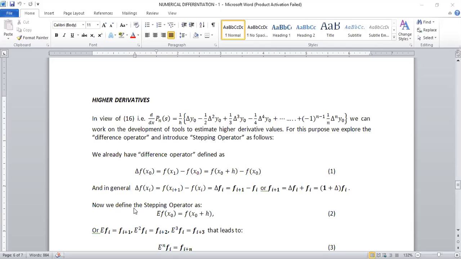Now, we define a stepping operator. 1 plus delta को जब किसी fi यानी fxi पे अप्लाई किया जाता है तो नेक्स्ट वैल्यू ऑफ द फंक्शन आ जाती है यानी f at x i plus 1. So taking lead from this equation, I introduce a stepping operator कि अगर मैं fx naught पे stepping operator लगाऊं तो fx naught plus h यानी function value at next x आ जाएगी.